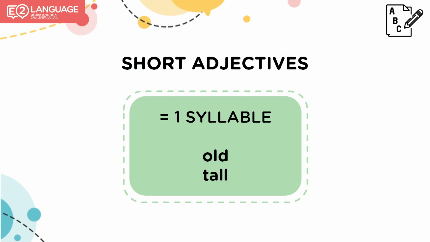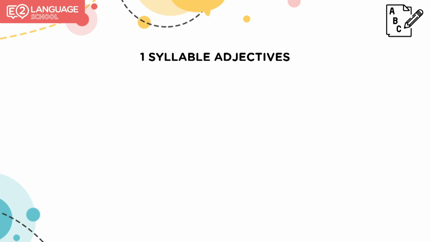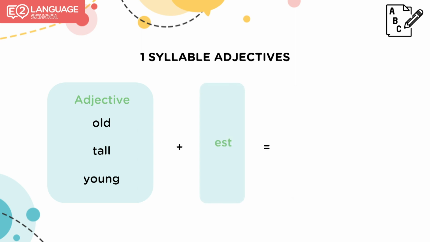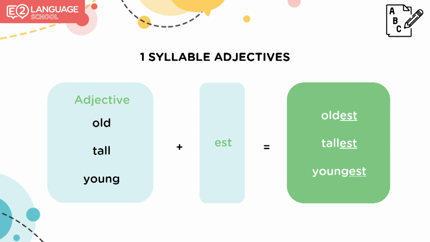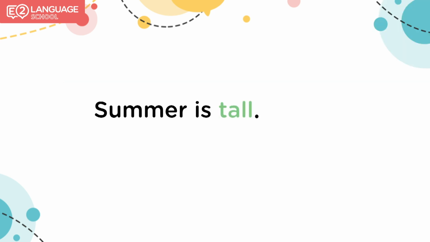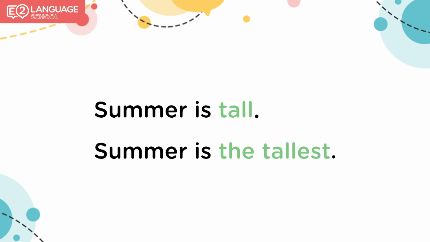Beautiful has 3, and so on. Here, these adjectives have just 1 beat, 1 syllable. And this is what we do with them. We take the adjective and then we add est. So old becomes oldest, tall, tallest, and young, youngest. Summer is tall. Summer is the tallest. And remember, it's very important that we put the before the est adjective.